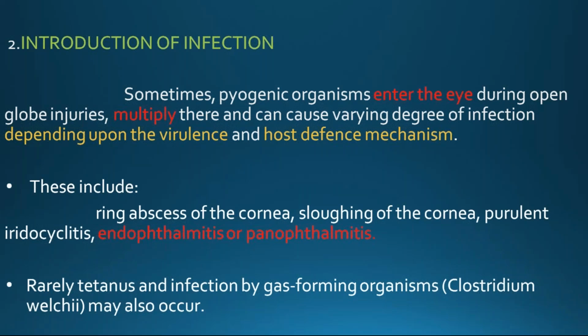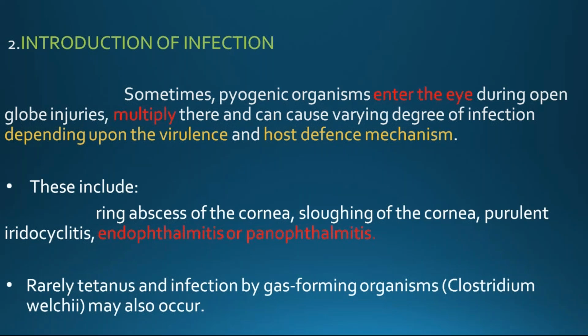You do vancomycin and ceftazidime, and along with that you should give dexamethasone also to reduce the inflammation. These are intravitreal injections. If there is no response to intravitreal injections, then you have to go for vitrectomy. So that is the treatment of endophthalmitis.